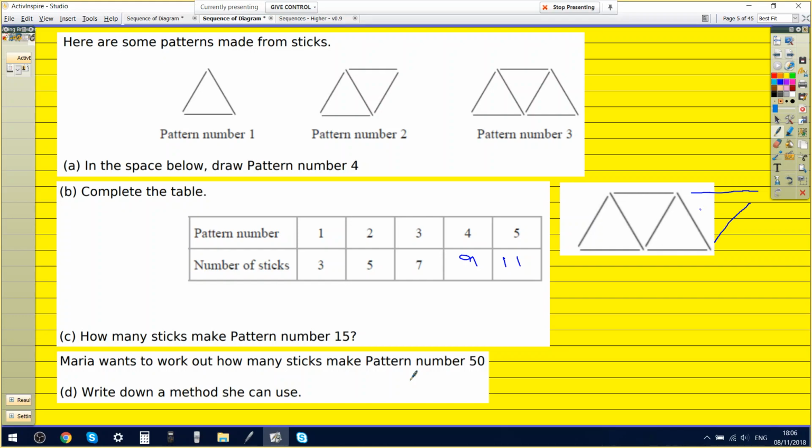I'm not sure. Wouldn't you just add it up? Well, keep going with the table. So the next one, it says pattern 50, so that might not work in the long term. What is the connection, can you see, between the pattern number and the number of sticks in it? Like, what would you have to do to the pattern number to get the number of sticks? There's 2. Oh, so would it be 17?